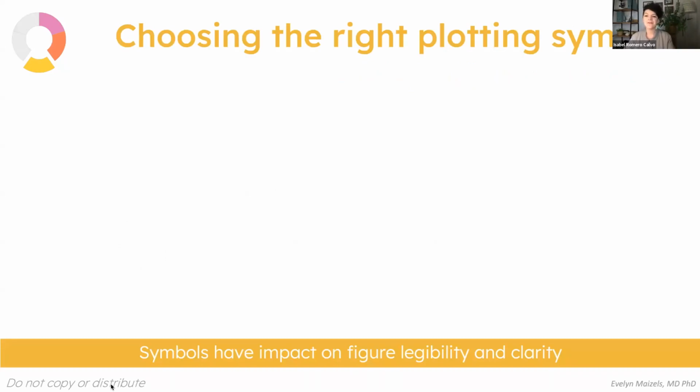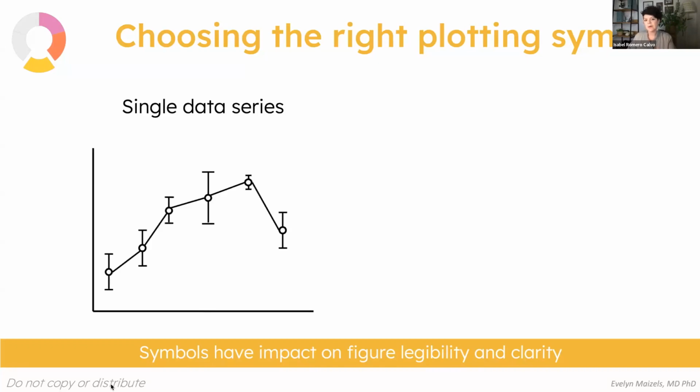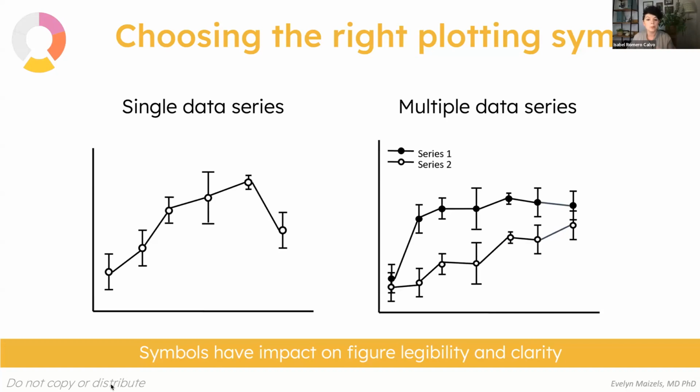So first of all, the plotting symbols. Choosing the right plotting symbols. This may be something, you know, a small decision to make when you are creating any kind of data visualization with plots, with symbols. But this is a big deal. Symbols have an impact on figure legibility and on the clarity of it. So we have to make two distinctions here. First of all, we have to distinguish if we are talking about a single data series, meaning one type of data, or multiple ones, because the approach is going to be a bit different.